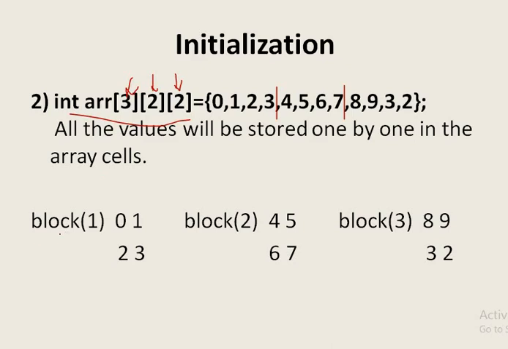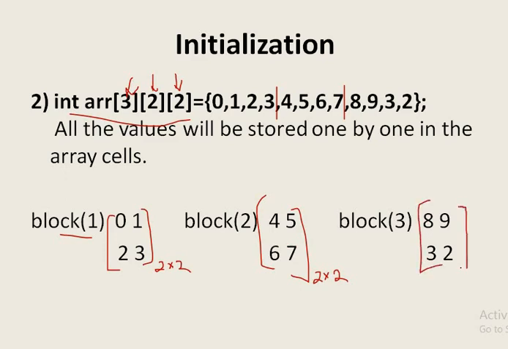So the first block will be having 4 elements. This is a 2 by 2 matrix, and it will be initialized with the values 0, 1, 2 and 3. Second block is also a 2 by 2 matrix, which will be initialized with the values 4, 5, 6 and 7. And the third block will also be initialized in a similar way. It is also a 2 by 2 matrix with the values initialized as 8, 9, 3 and 2. So this is how this matrix will look like.